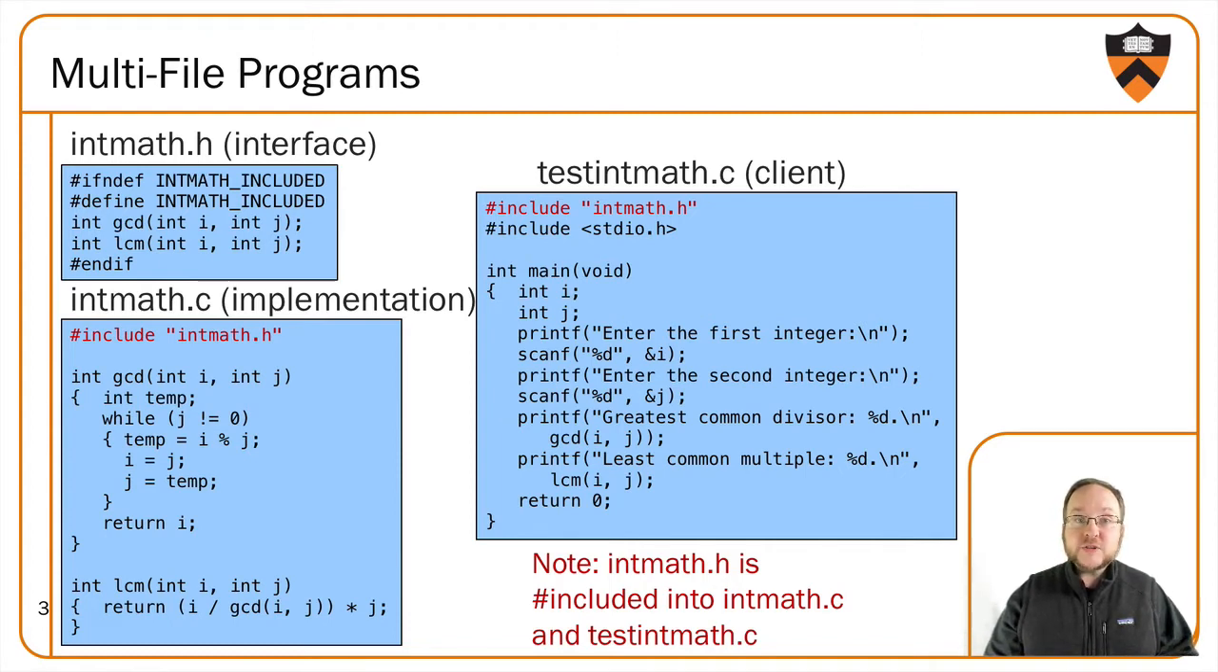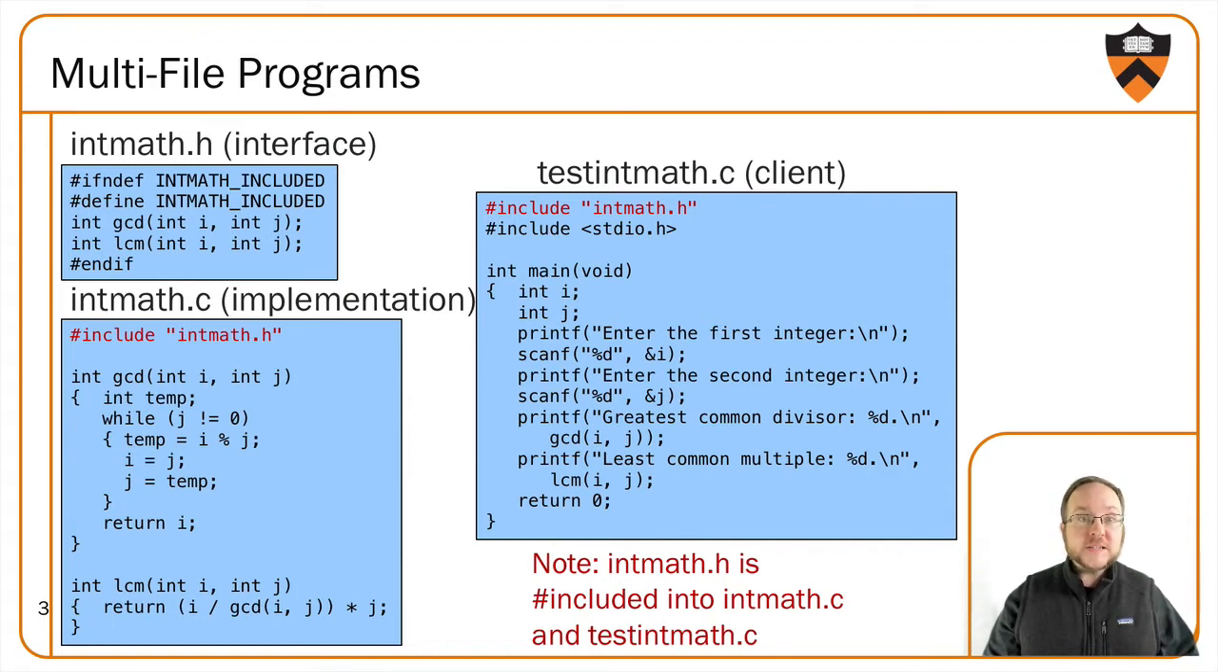Including it in the implementation allows us to type check the definitions of these functions against the declarations that we declared in the header file. testintmath.c is the client program. It also #includes intmath.h so that the compiler can check the calls of GCD and LCM versus the interface. Note that because both of these two C files #include intmath.h, if we change intmath.h, effectively we have changed each of the two C files as well.